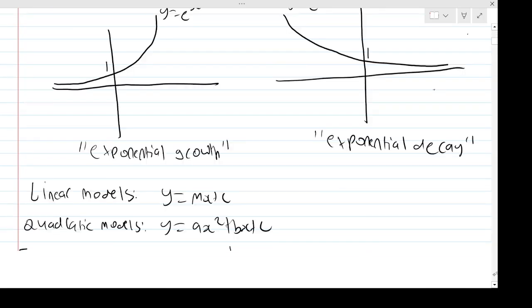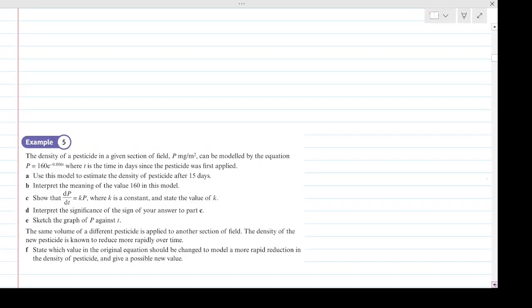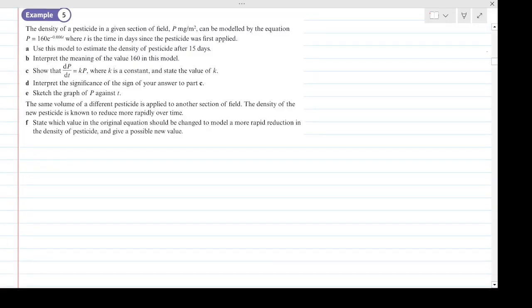Okay. So I'm going to look at some questions now, because that was quite a lot. Let's have a look at applying this. We're told the density of a pesticide is given by the equation P equals 160 e to the negative 0.006t. We're first asked to use the model to estimate the density after 15 days. So time is days and the density is P.